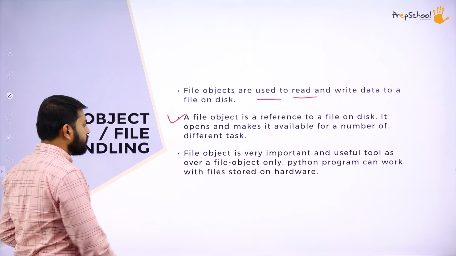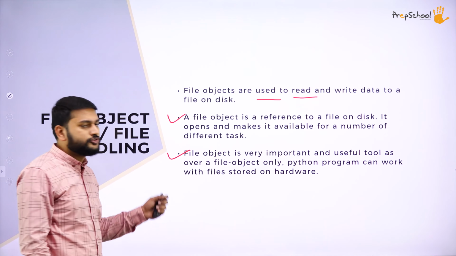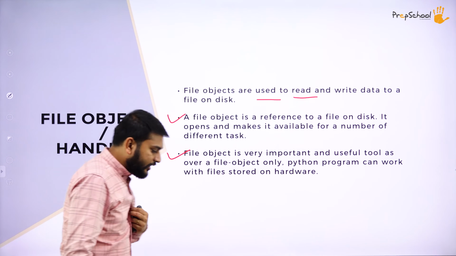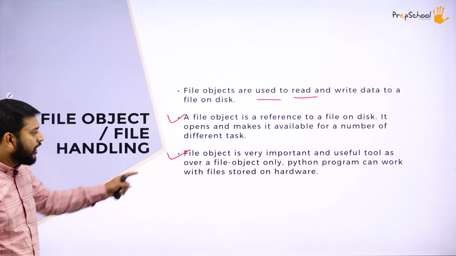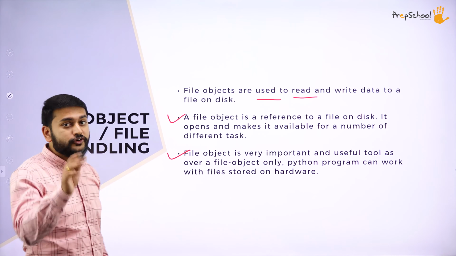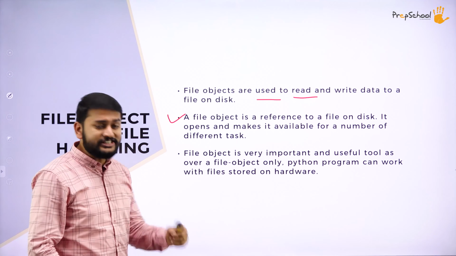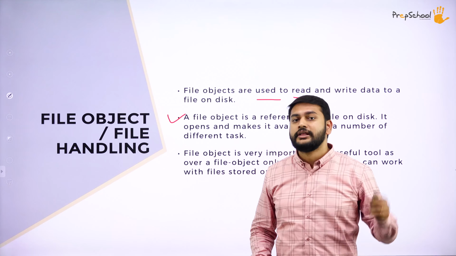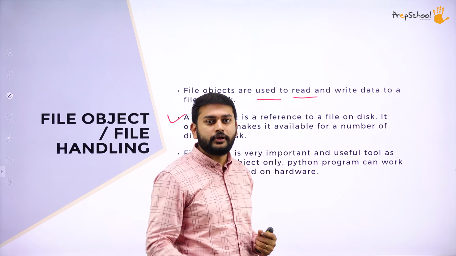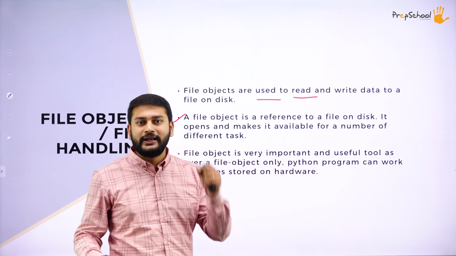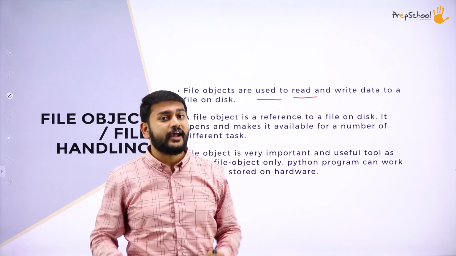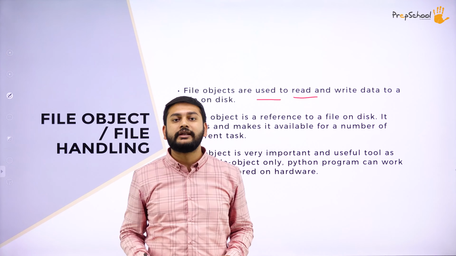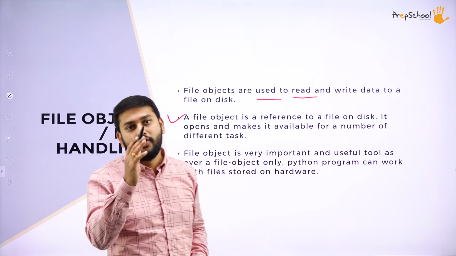Moving on to the next one, the file object is a very important and useful tool in the Python programming world. This is what you should understand. With the help of the file object, it is very easy for me to deal with files in Python. That is one of the important points that you should remember. So this is all about the file object. In short, please remember, if I have any file, for that particular file I'm just trying to create the reference. That is what I will call a file object.